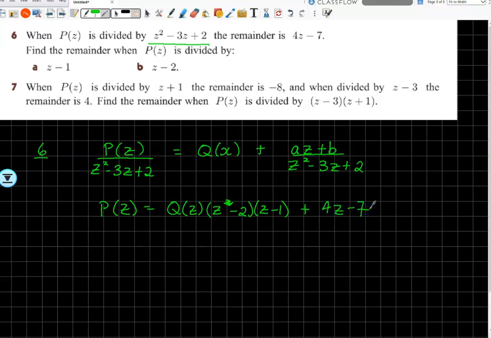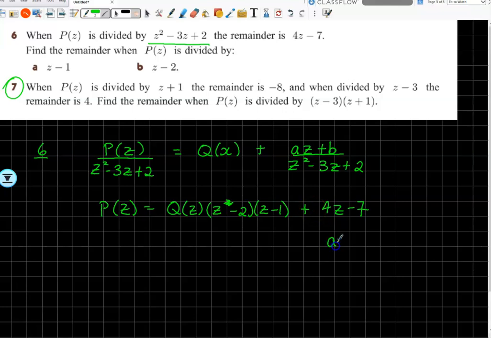Plus, now your remainder, in this case, it's going to be 4z take 7, right? When you find P of 1, notice, what's 1 take 1? It will be 0. So you're just going to slap 1 in there. Boom. When it's P of 2, once again, it will still be 0. But for 7, what will happen is that this won't be 0. Well, that will be 0, but here you haven't been given your remainder.